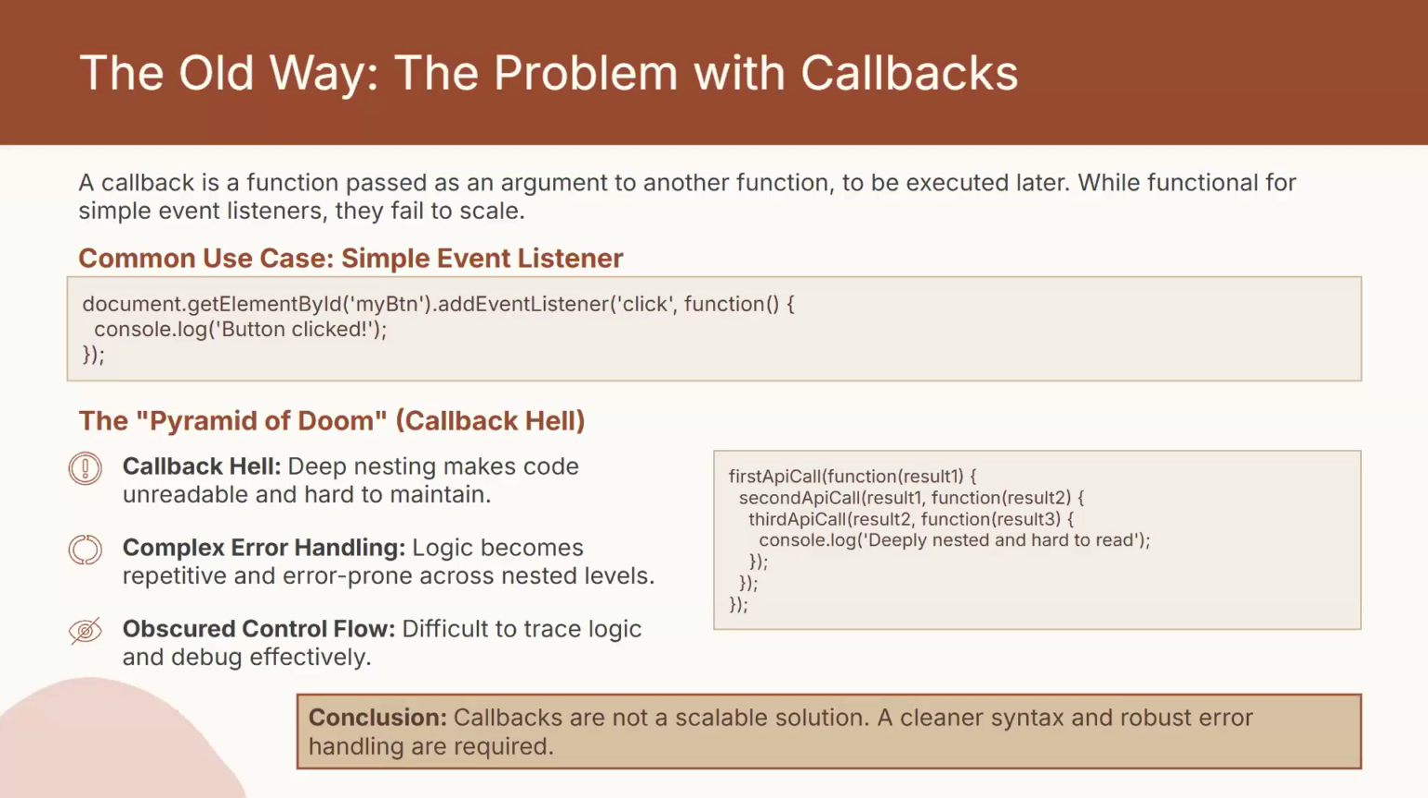So the problems here were really clear. As the number of calls increases, it becomes really hard to read and maintain that code. Error handling would get really messy because you would need separate logic at each level, and the control flow, which is the order of what happens when, would become really difficult to follow. So we needed a cleaner, more structured way to handle asynchronous operations, and that is where promises come in.